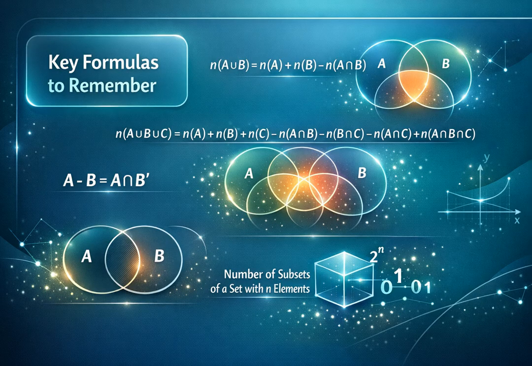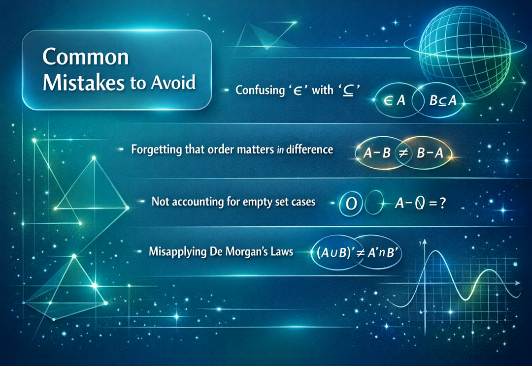Here are some key formulas to memorize. For counting, n of A union B equals n of A plus n of B minus n of A intersection B. There's also a formula for three sets. Remember that A minus B equals A intersection B prime, and a set with n elements has exactly 2 to the power n subsets.